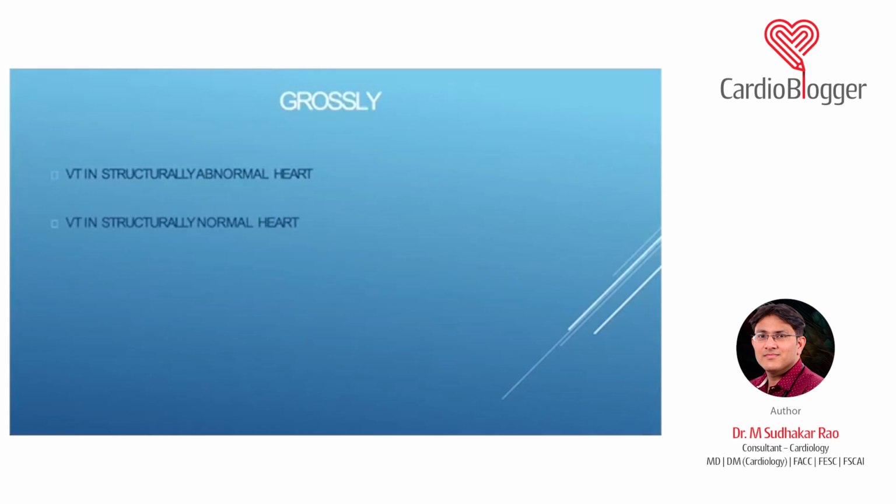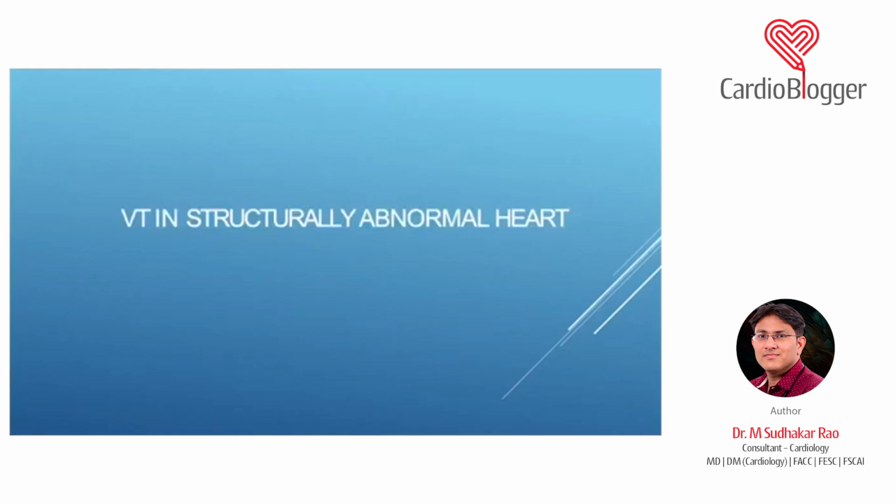So grossly you should divide it into a structurally abnormal heart, which is any cardiomyopathy or LV dysfunction, and the structurally normal heart, which is the idiopathic VT. Idiopathic VT can be from the RVOT, or from the left ventricular outflow tract, LVOT VT. They can be catecholaminergic polymorphic VT. They can be a beta blocker or propranolol responsive VT. So these are the different forms of VT in a structurally normal heart.